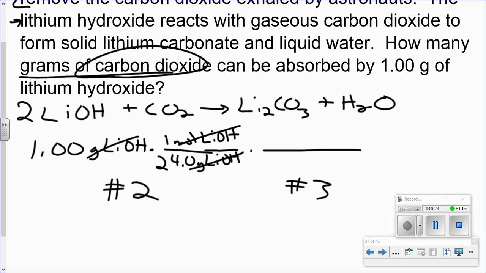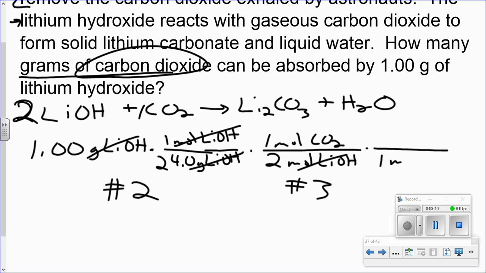So if I have lithium hydroxide, there's a 2 here, so let's put the 2 down here. And what does it say? How many grams of carbon dioxide? So that's a 1 there. Let's put 1 mole of CO2 here. It says how many grams, so I have to go to step 4. No matter what, I'm back to 1 mole. And when I add up a carbon and 2 oxygens, you end up with 44.0 grams of CO2. And now you just plug through here.